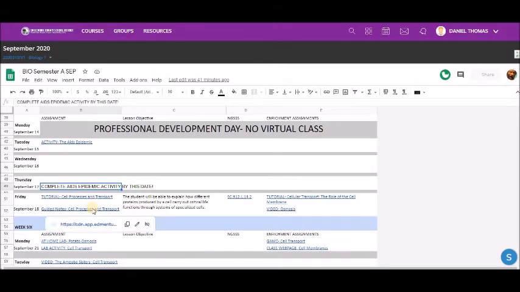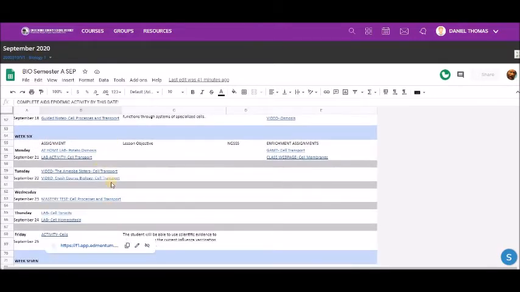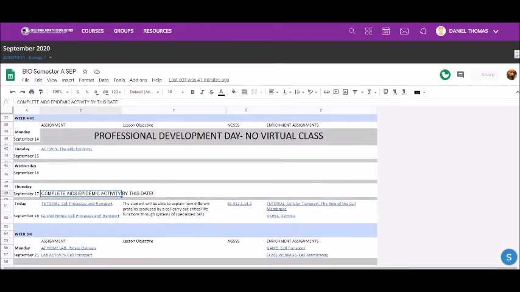And then you need to start on the next tutorial, which is on cell processes and transport. But we're going to kind of make that next week. Okay. All right. So let's look at this activity.